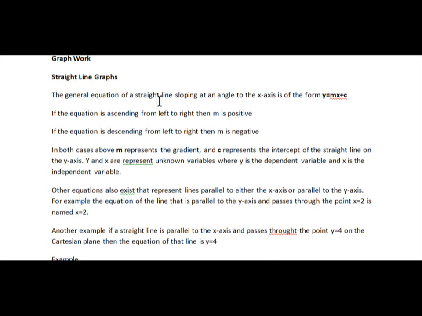The general equation of a straight line sloping at an angle to the x-axis is of the form y is equal to mx plus c. If the equation is ascending from left to right, then m is positive, where m is the gradient. If the equation is descending from left to right, then m is negative. In both cases above, m represents the gradient and c the intercept of the straight line on the y-axis.